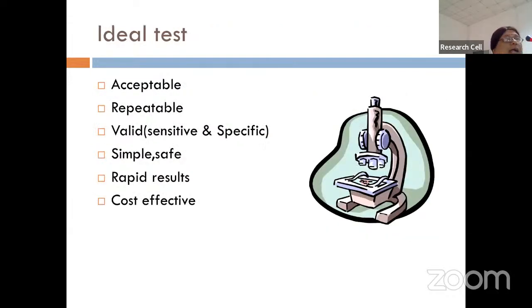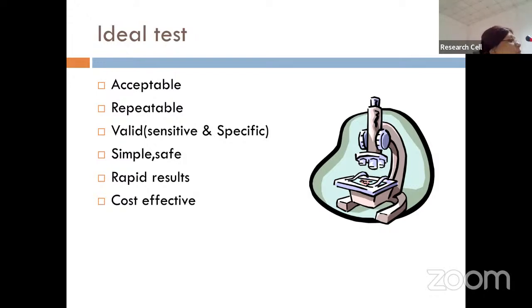Now, how should the ideal diagnostic test be? It should be acceptable. It should be repeatable. It should be valid, simple, safe. It should give rapid results and it should be cost effective. But in reality, it is very difficult to find an ideal one.